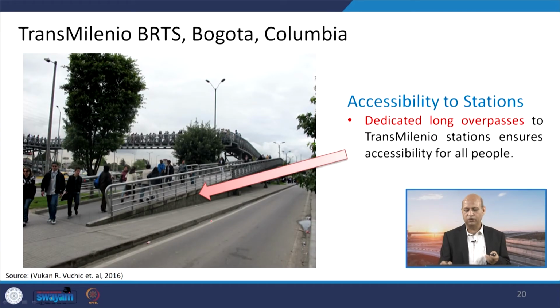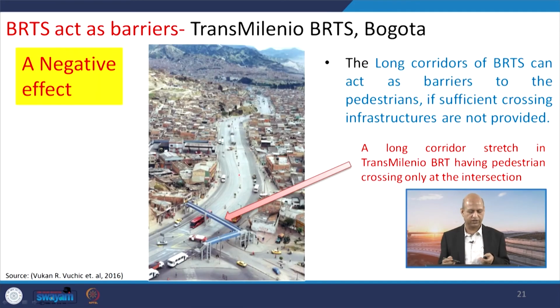Well, there are dedicated long overpasses, and you can see people can go on these overpasses. So, you do not need to cross the busy roads, where there are chances of accidents. So, safe movement is there, these pedestrian bridges are there, and one can easily use them for going from one side to another.